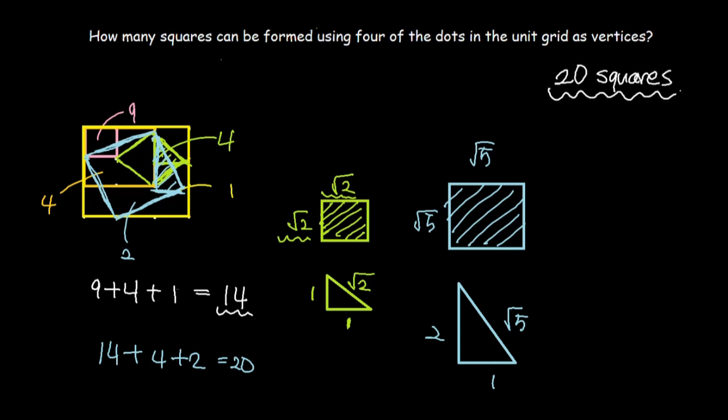Please make sure that you're counting all the squares using all the sides. And again, the only restriction that we had is we have to use 4 of the dots, right? It never said that the side lengths have to be a whole number, which means that we can use radical numbers for our side lengths.